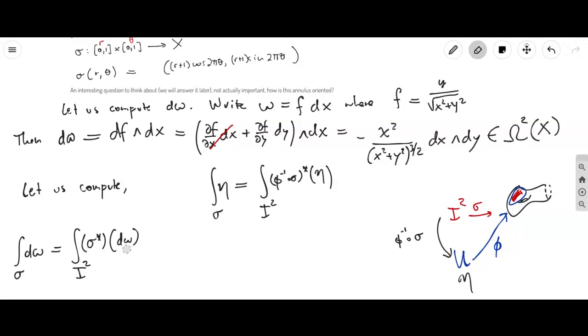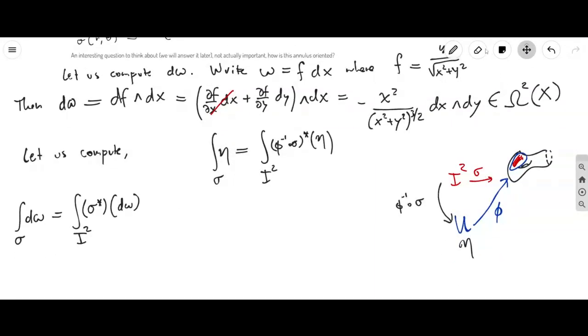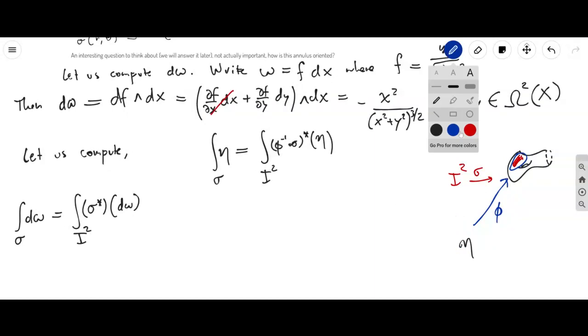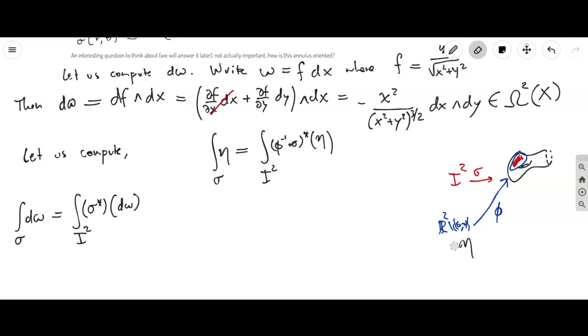Now, how do you do this calculation? Well, let's look back. So this d omega, in our picture, this is R2 take away the origin. And our form, well, we calculated it. It's this. Our form is negative x squared over x squared plus y squared to the 3 over 2 dx wedge dy. That's our form. And sigma, sigma going to there and then going back here with the identity map, this is just a map that we also wrote out.